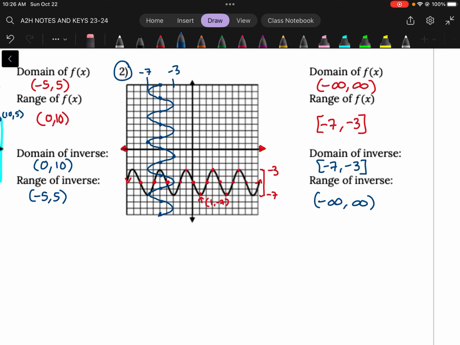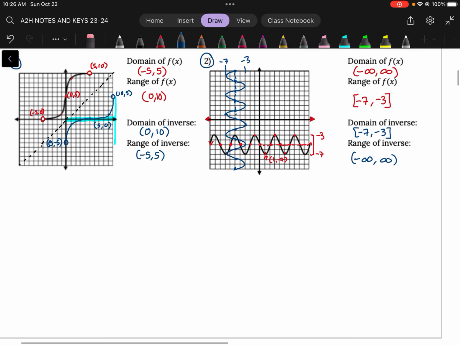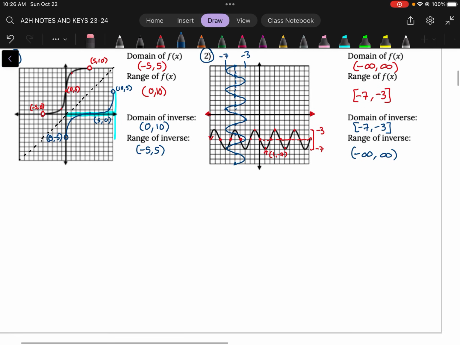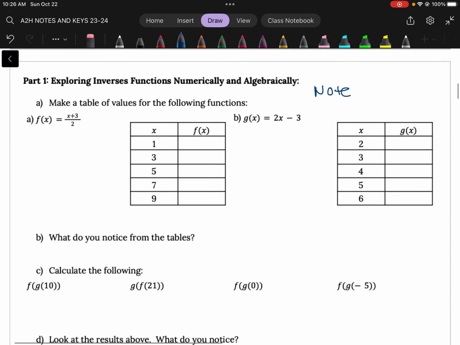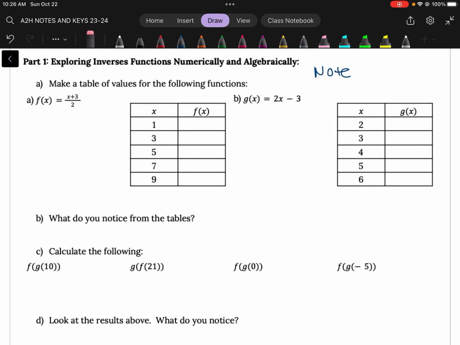The original does not pass the horizontal line test, so the inverse will not pass the vertical line test, right? We will define that as a special type of function, this original red function, in a bit. But let's talk about some algebraic and numerical mini investigation on what truly makes two functions inverses of one another.